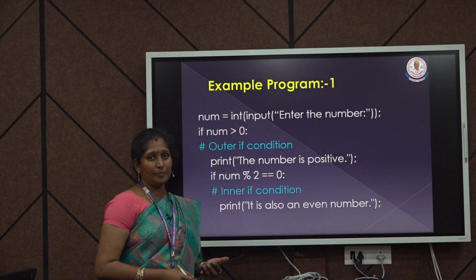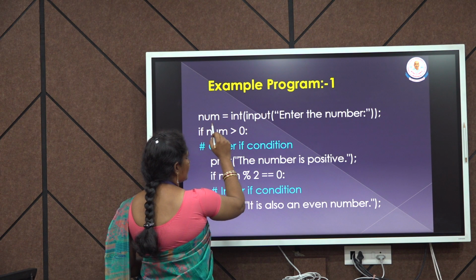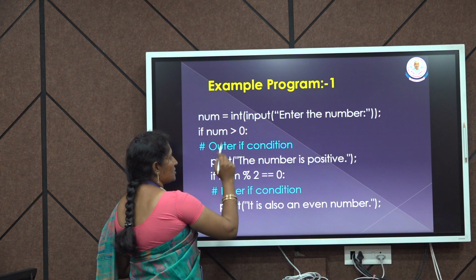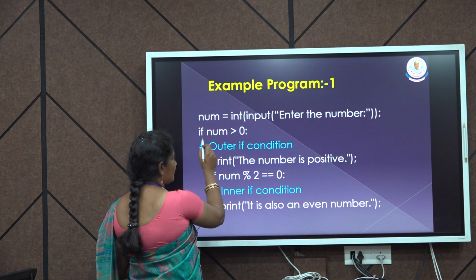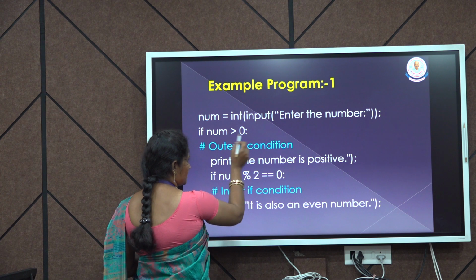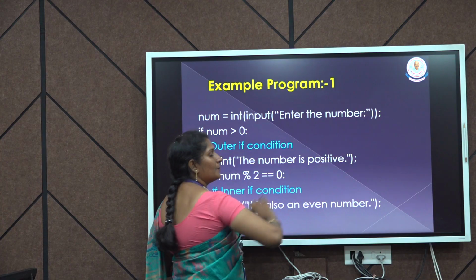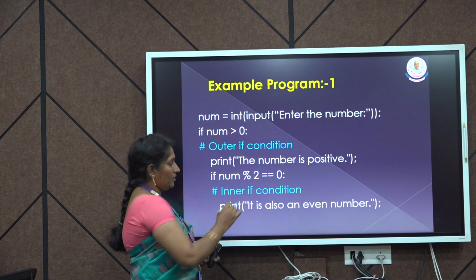So, this is the example program for nested if. Here I am getting the value for num. So, num equals int(input("enter the number")). Here I am going to check whether the given number is positive or not. So, in the outer if statement I have checked number greater than 0. If my condition is true, it executes the number is positive. So, I have completed my outer if statement.